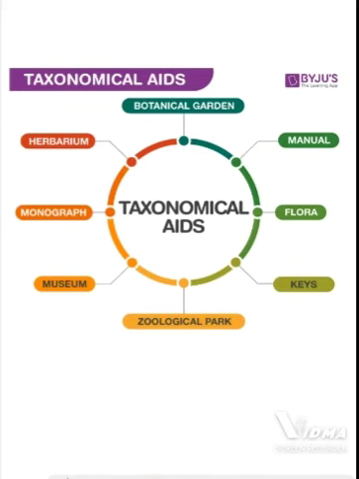So here is a flow chart. We can see here botanical garden, manual, flora, keys, zoological park, museum, monograph and herbarium. These are the various kinds of taxonomic aids that are used for taxonomic studies, and we will study each one of them, but first we'll study botanical garden, and in this video we will study only botanical garden and herbarium. So let's see, what is a botanical garden?